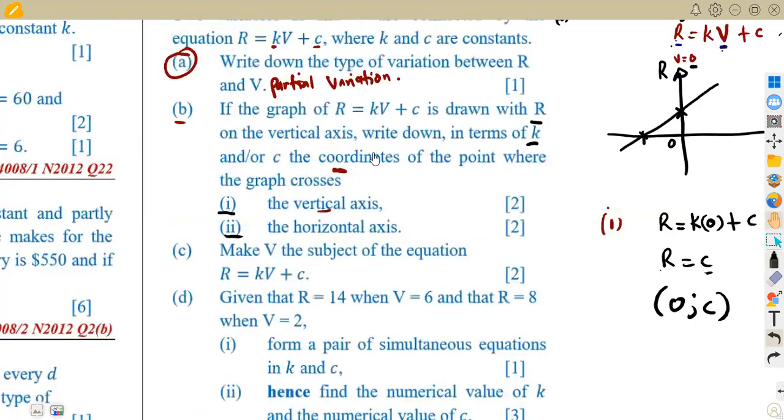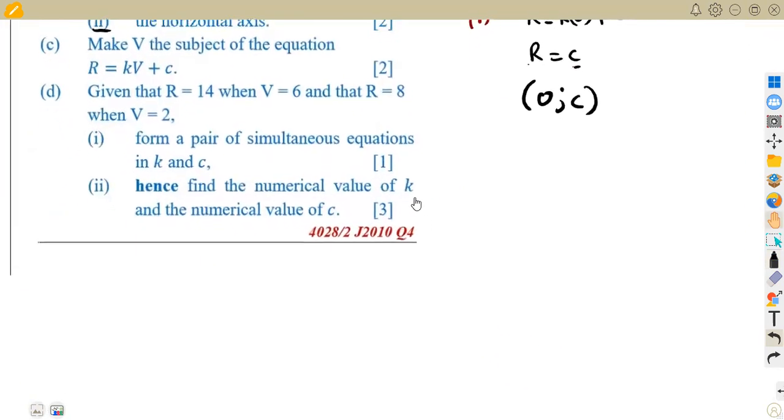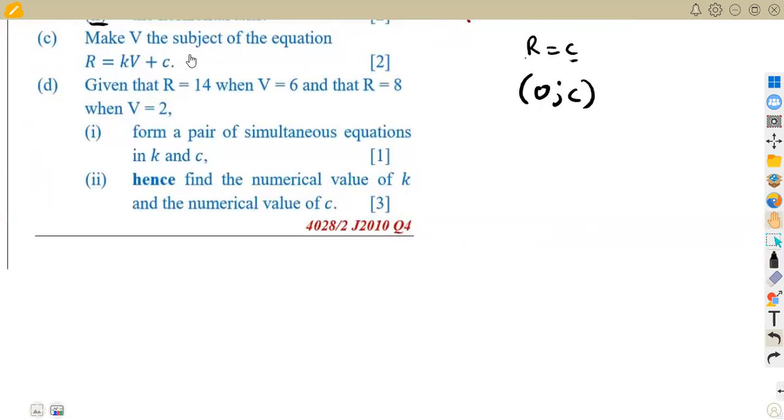We use the understanding of intercepts. All right, on part C: make v the subject of the formula, the subject of the equation. We are given this equation again. We are now asked to make v the subject if r is equal to kv plus c. This is not about any variation. This one is just a normal change of subject type of question, whereby you're supposed to make v the subject. So what can we do?